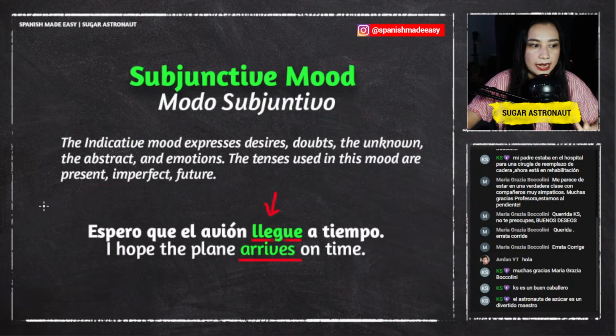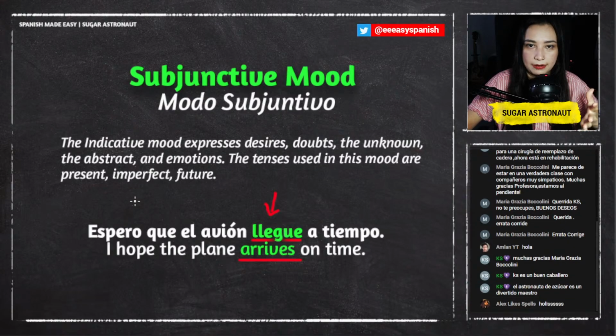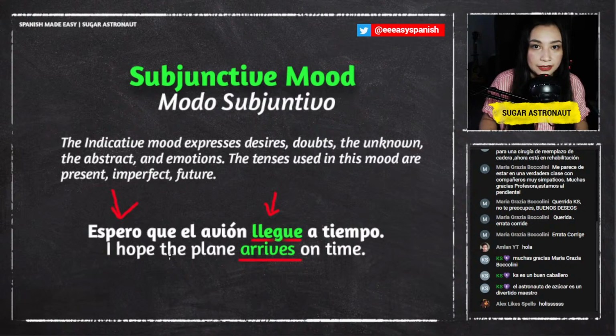So this one clearly expresses something that you're hoping, okay? You're saying, espero que, I hope that something happens. So it's unknown. We don't know if it's going to happen or if it's not going to happen. Once again, you're desiring something. I really hope that something happens, okay? In this case, we are hoping that the plane arrives on time. Espero que el avión llegue a tiempo. I hope the plane arrives on time. Remember, the subjunctive mood is about desires, doubts, the unknown, the abstract, and emotions. It's not about facts. It's not about real information. It's just about the unknown, something that we don't know is going to happen, but probably we're wishing that it happens or something like that. Okay?